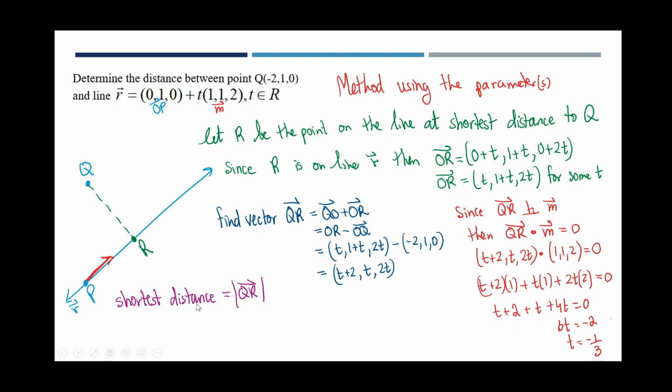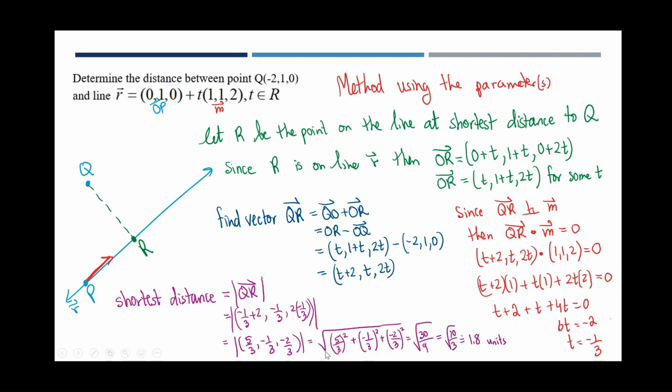So the shortest distance for us is going to be just the magnitude of this vector QR. That's pretty obvious because that's going to be at 90 degrees, and now that we have the t value, all we have to do is put it into this QR, which I've done here, and then these lines here mean to find just the magnitude of the vector on the inside. When we do that, we find the answer to be 1.8 units, which is the same answer that we had before when we utilized a different method, the area of parallelogram method.